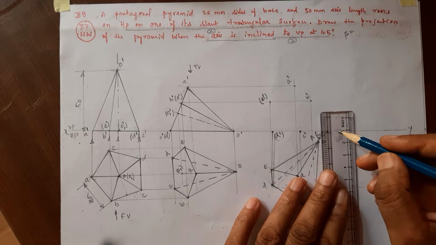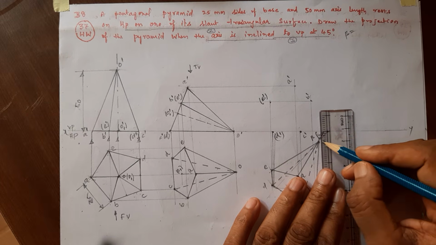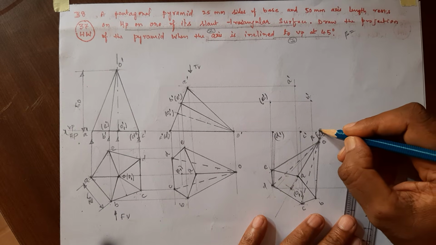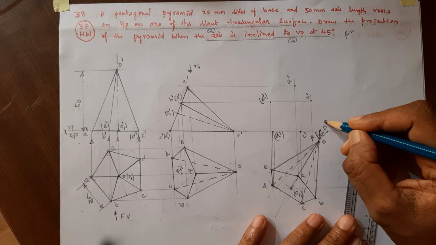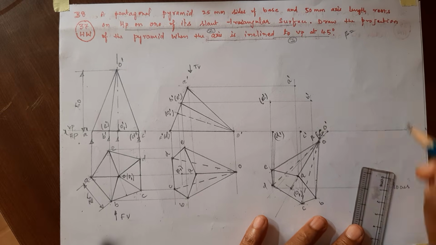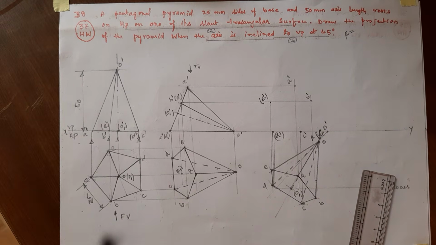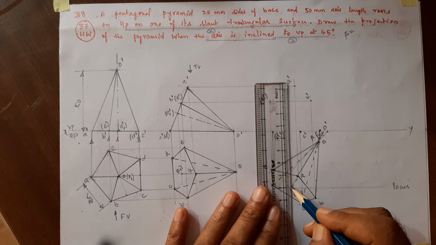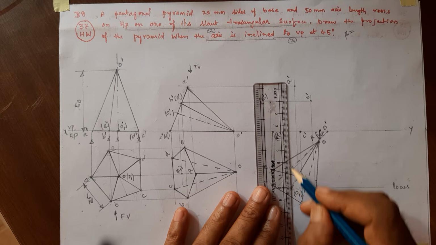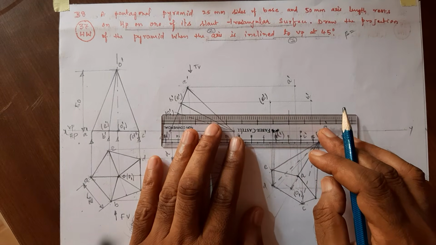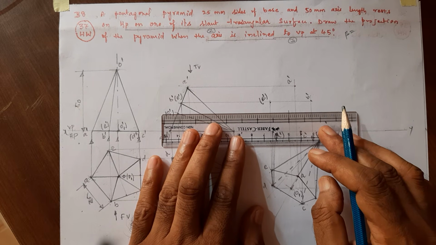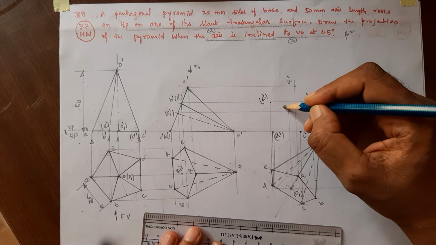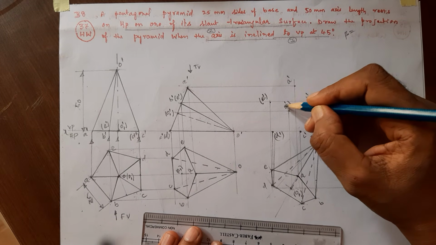Now O dash, vertical projector line from the O, and now the horizontal projector line from the O dash. Now see, this point is O dash. Next, the center point: vertical projector line from the O1 and horizontal projector line from the O1 dash. Now this point is O1 dash in the bracket.